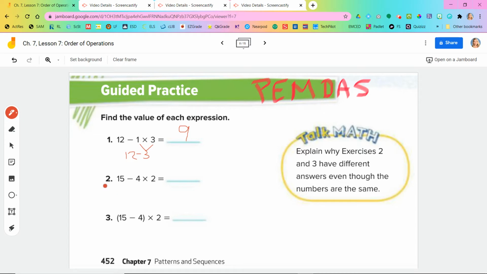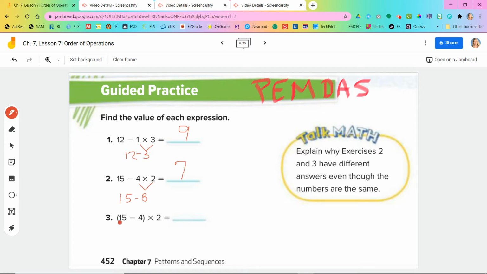All right, let's look at this second one. Number 2 is 15 minus 4 times 2. So I have subtraction and multiplication. So let's go here, subtraction and multiplication. My multiplication comes first, then my subtraction over there. So let's multiply first. 4 times 2 is 8. Drop down my 15 minus 8. And 15 minus 8 is 7.